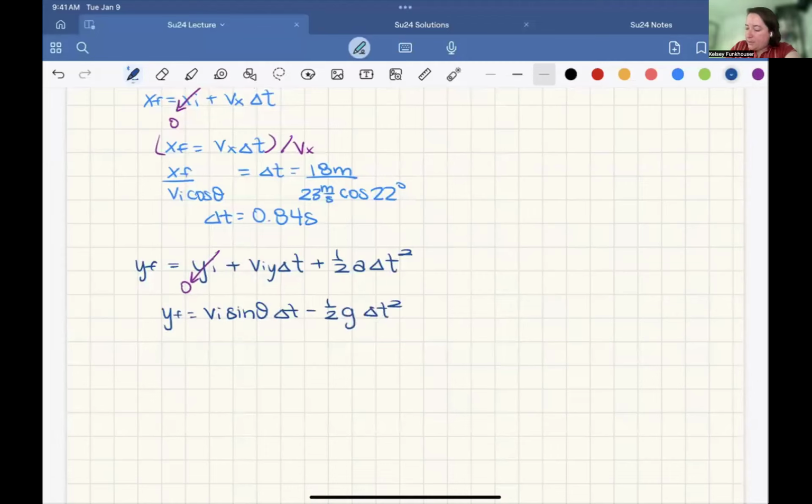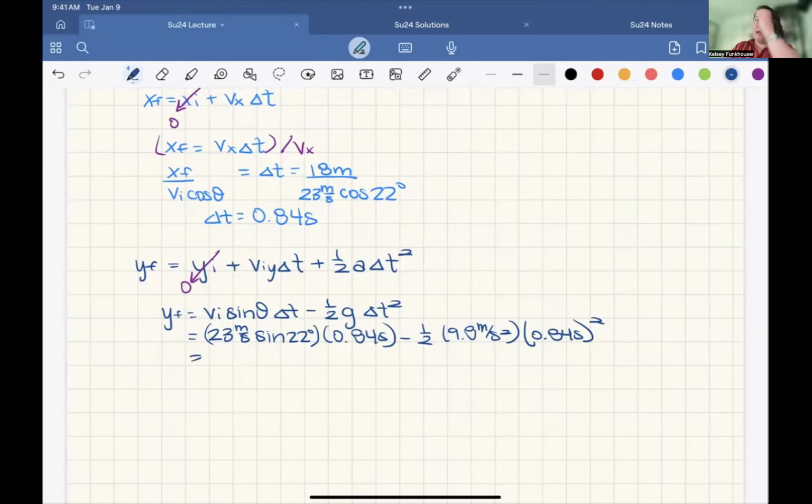Now we'll plug in our numbers. So this one is 23 meters per second, sine of 22 degrees, times 0.84 seconds, minus 1/2 times 9.8 meters per second squared times 0.84 seconds, whole thing squared. This gives us a height of 3.78 meters.